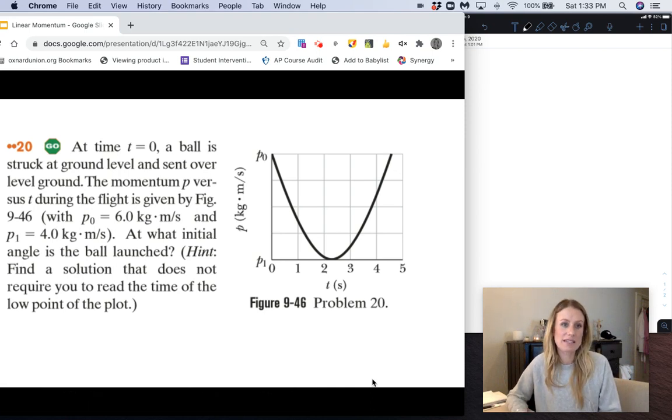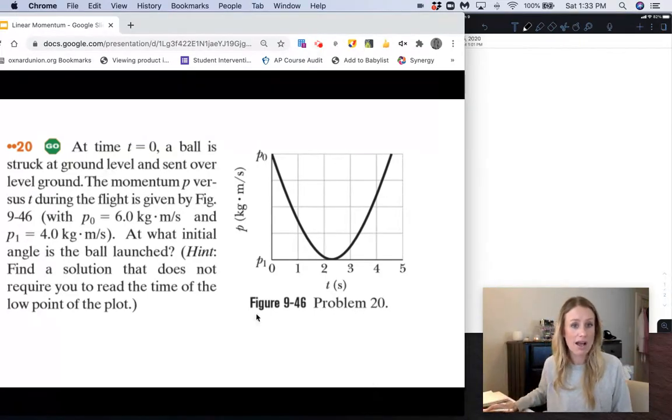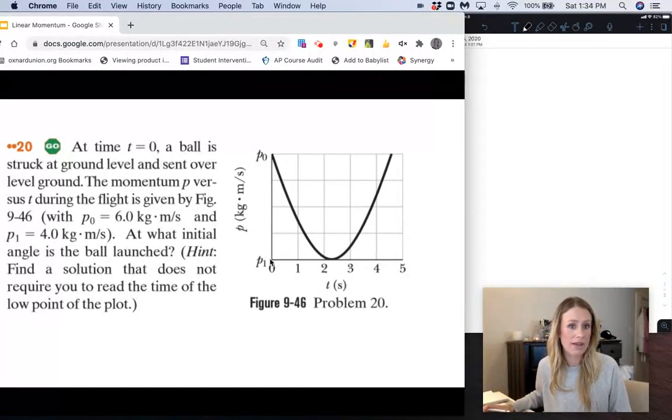Last but not least, we have example number 3 for momentum. At time t equals 0, a ball is struck at ground level and sent over level ground. The momentum p versus time t during the flight is given by the figure, with p naught equal to 6 kilograms times meters per second, and P1 equal to 4 kilograms times meters per second. At what initial angle is the ball launched?